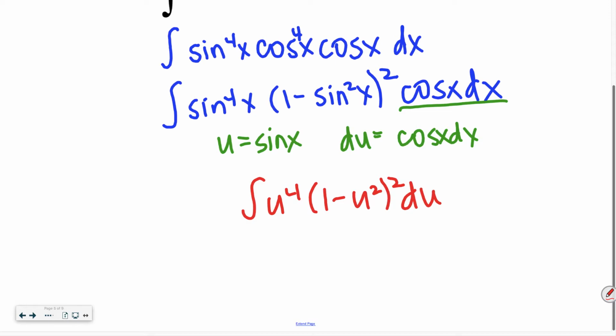Oh, can we square binomials with ease at this point in our mathematical careers? At one point, not likely. I mean, I would factor it in so you don't have to multiply u to the 4th by a trinomial.